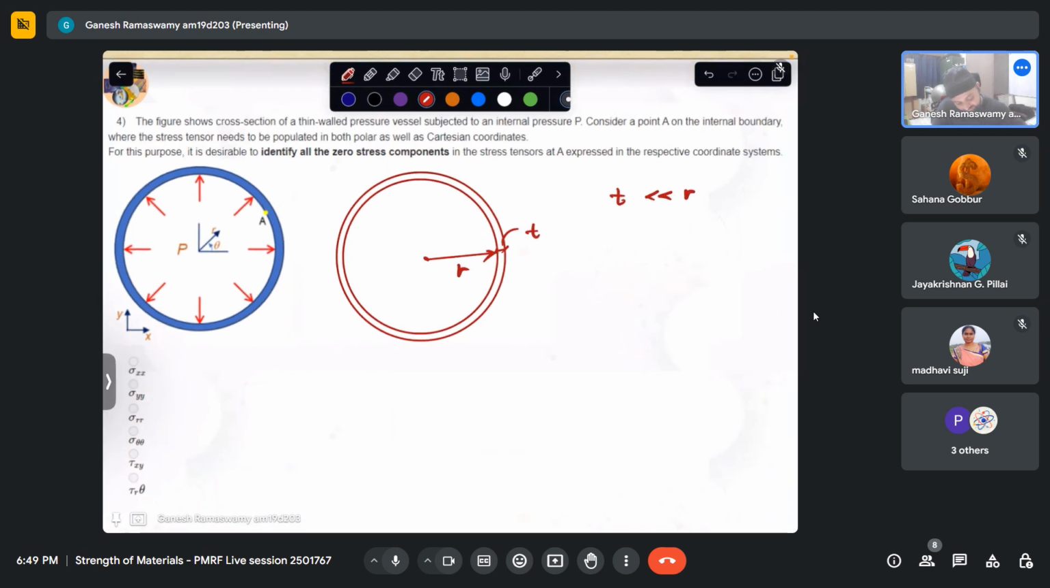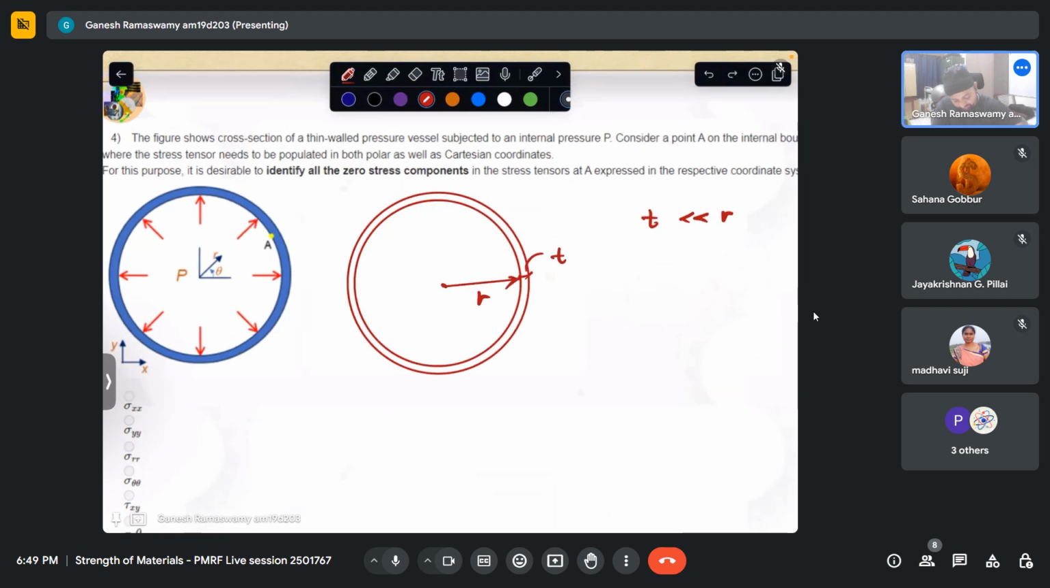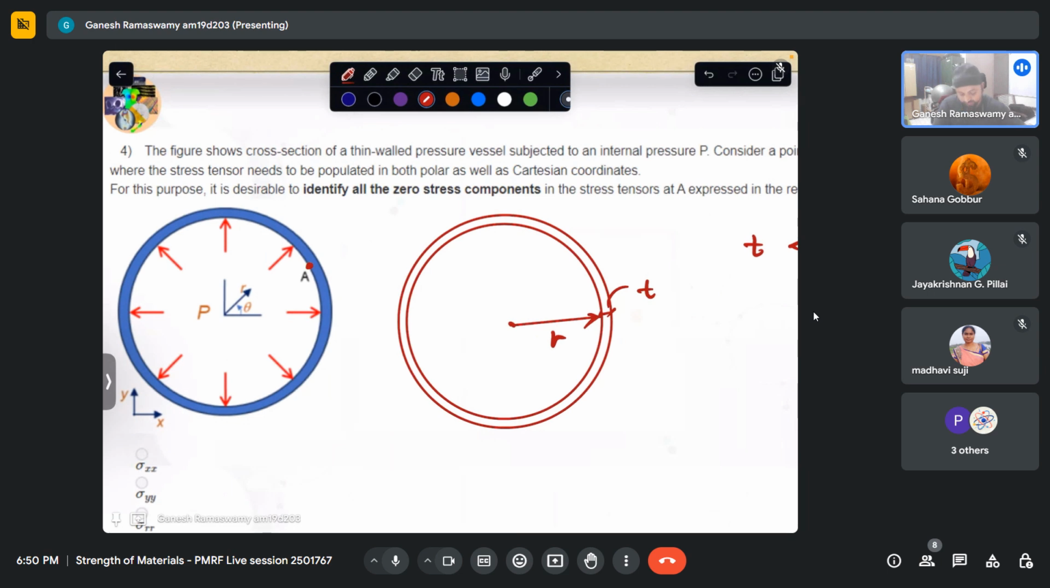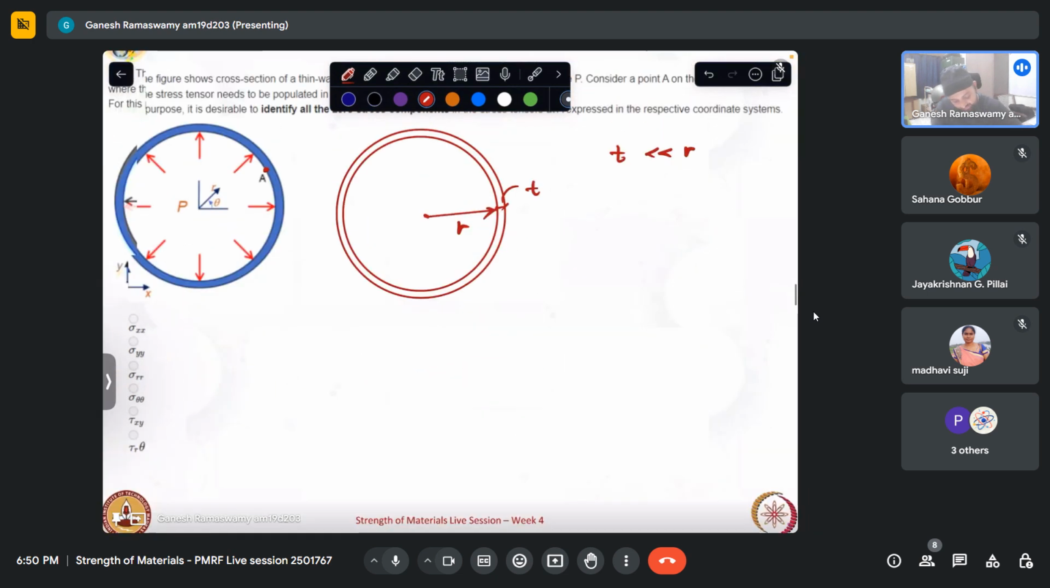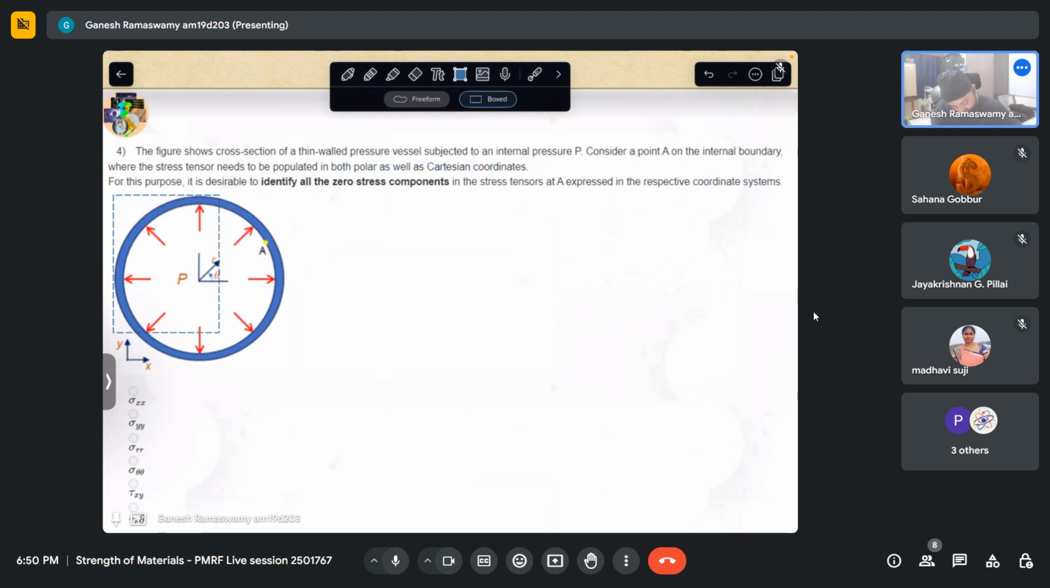So consider a point A on the inner boundary. So this is subjected to pressure, internal pressure. And we are considering one point A on the inner surface. So the idea is to populate the stress tensor here in both polar as well as Cartesian coordinates. So let me take that point. Let me blow this up.